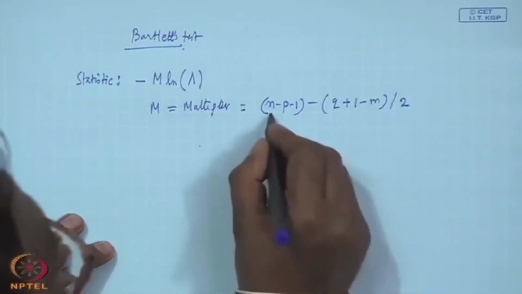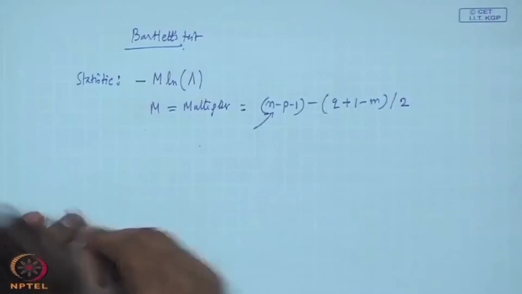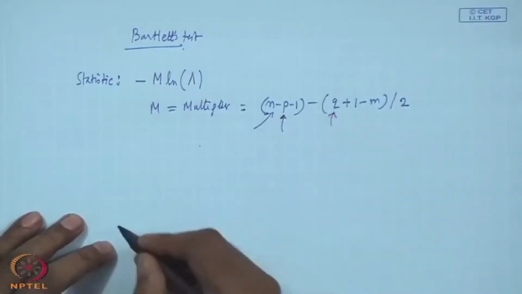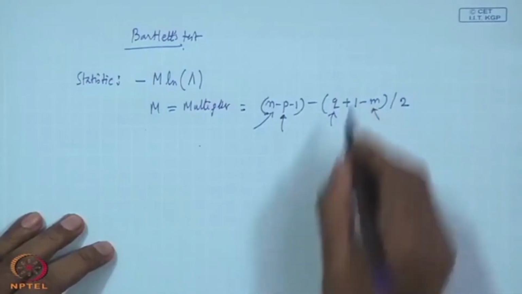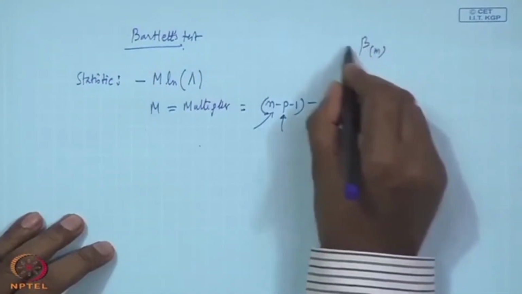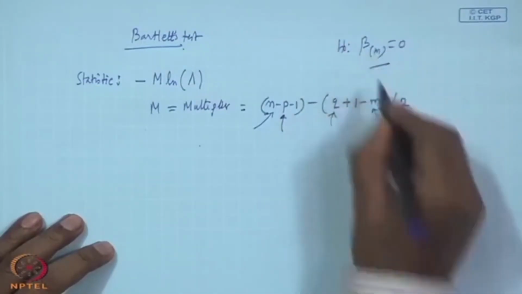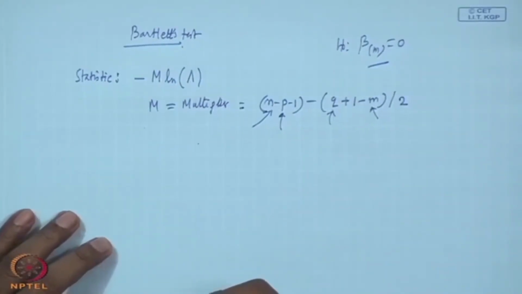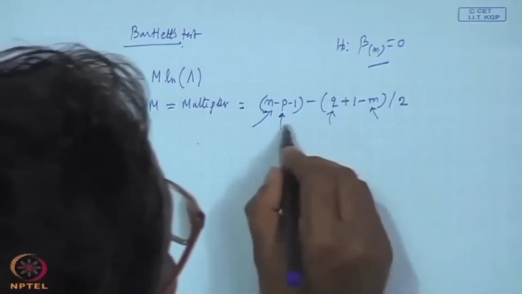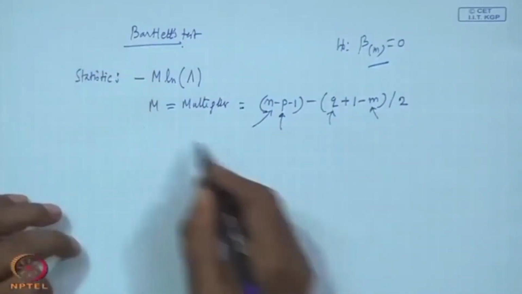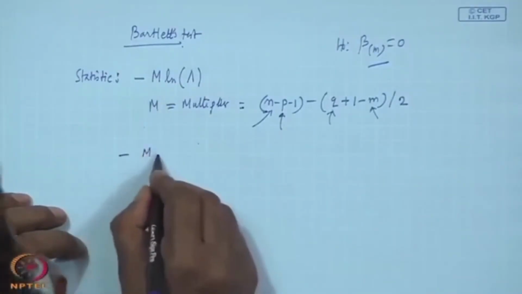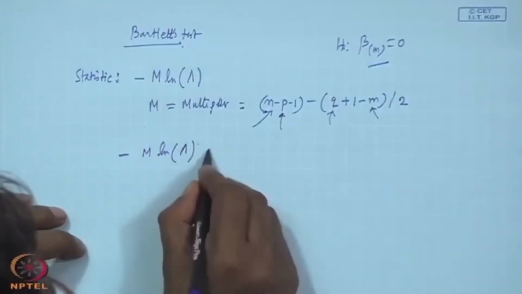Okay. So, you know what is n? Total number of observations. What is p? Number of x variables. What is q? Number of y variables. What is m? That we are saying beta m under H0, beta m equal to 0. So, that m variables you have dropped, correct.